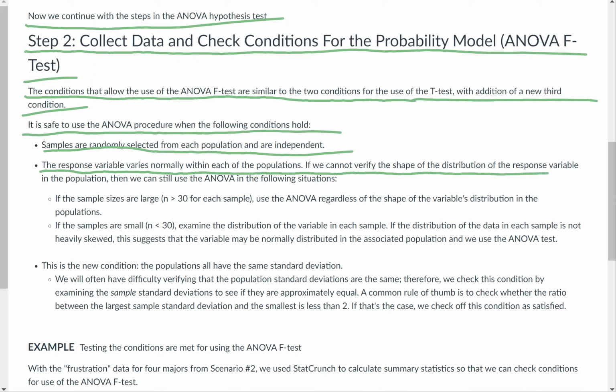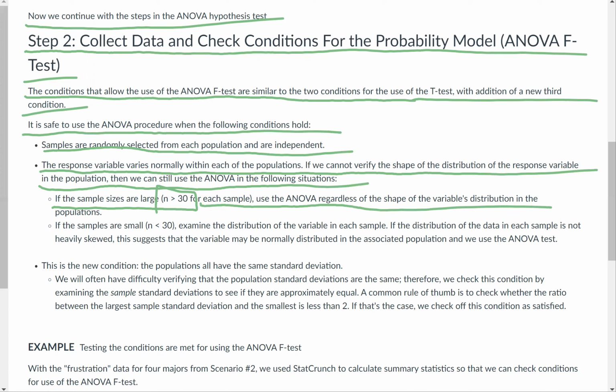If we cannot verify the shape of the distribution of the response variable in the population, then we can still use the ANOVA test if the following situations apply. First, if the sample size is larger than 30, like we've seen before, we can use the ANOVA regardless of the shape of the variable's distribution in the populations. So similar to what we've seen before with just 2 mu's or means instead of more than 2.